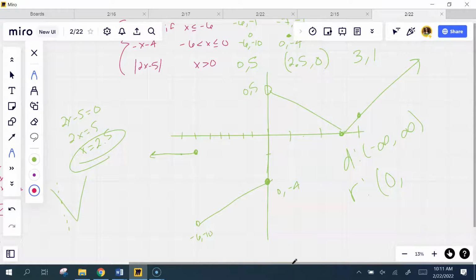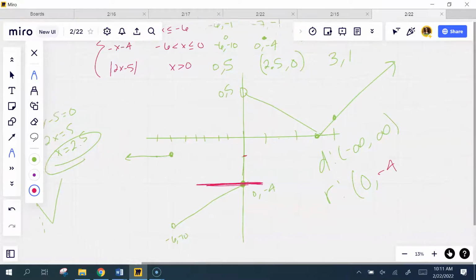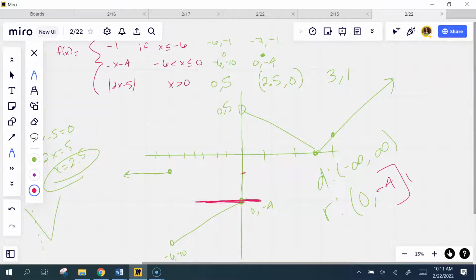I start here and I start going up, up, up, up, up, but look, this ends. See that? It doesn't pick back up until -1. So it goes up to -4. It stops with a bracket, and then it picks back up.